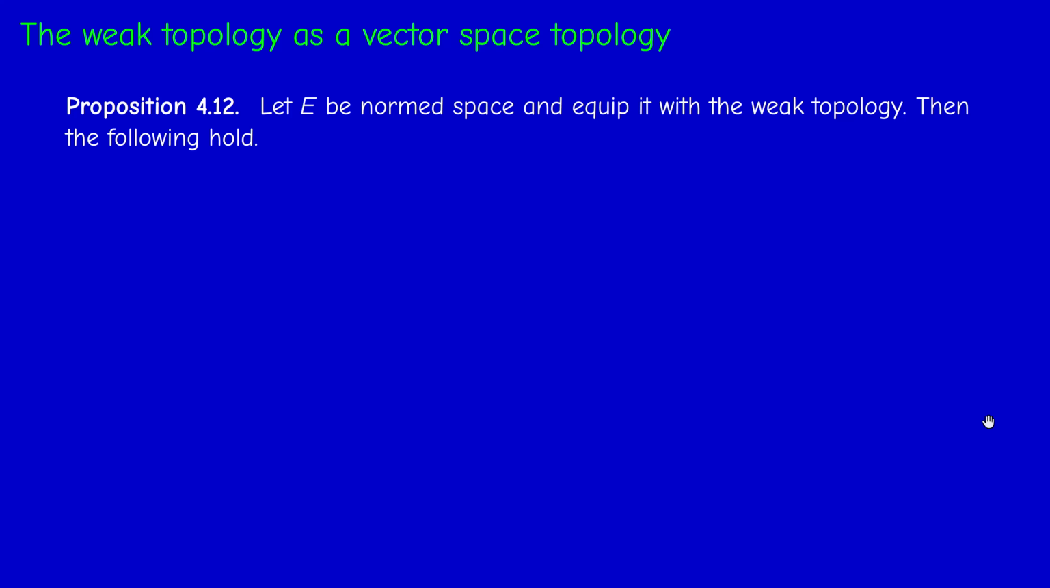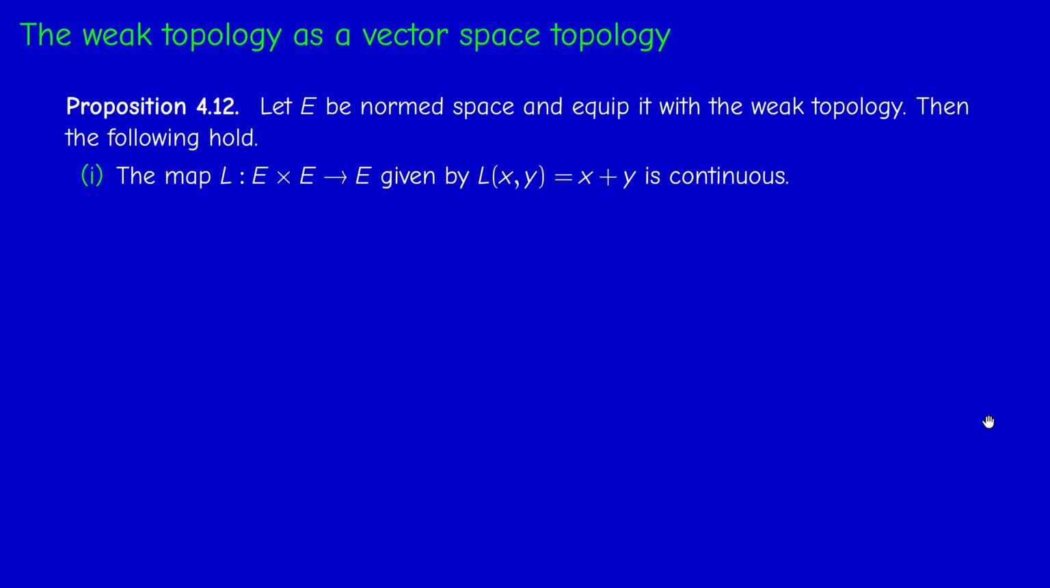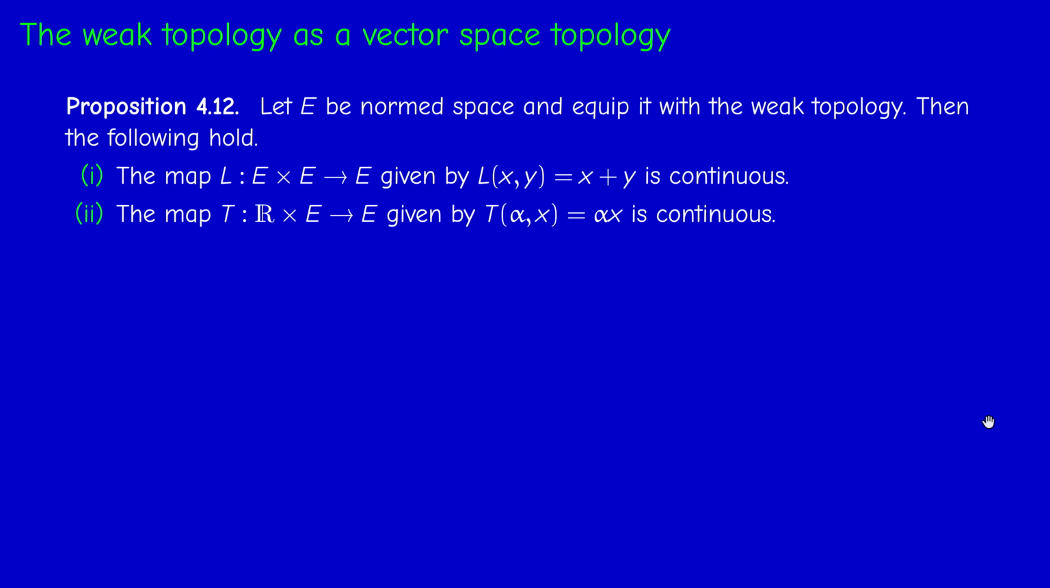Okay, and now I come to an important topic, the weak topology as a vector space topology. Now, in a vector space, we have two fundamental operations, addition and multiplication by a scalar. And we can ask whether these fundamental operations are continuous. If we put the norm topology on E, then of course they are continuous, as you know from second year. We reason by sequences in this case.